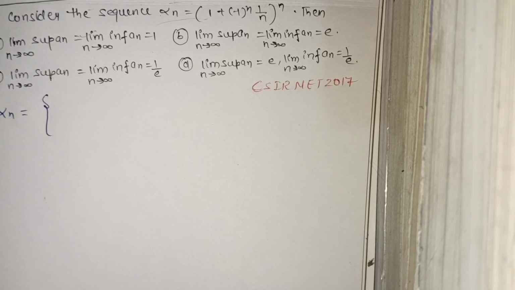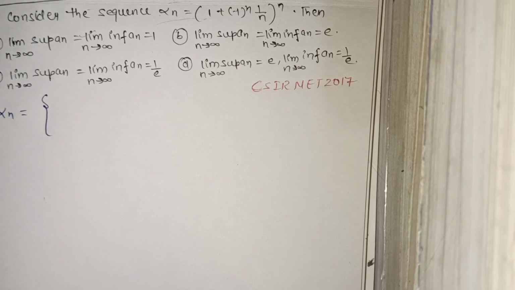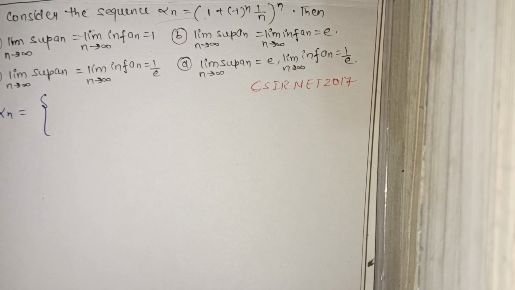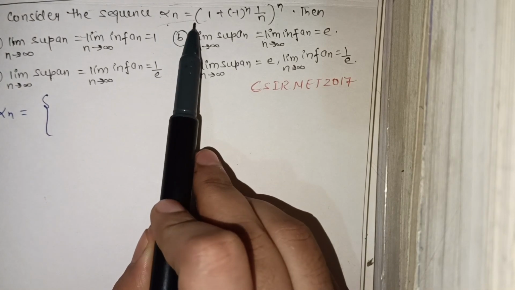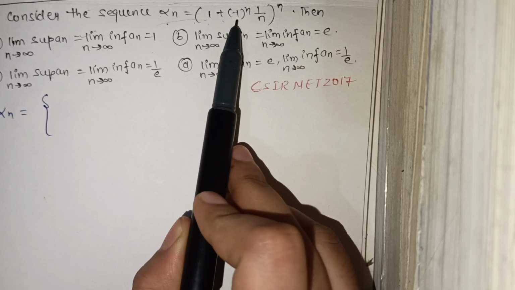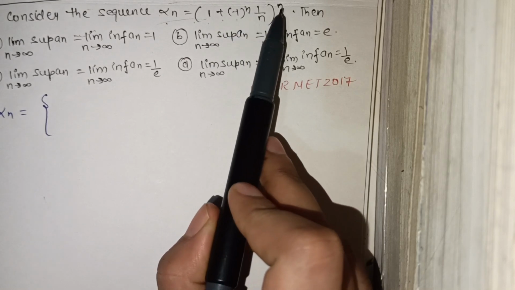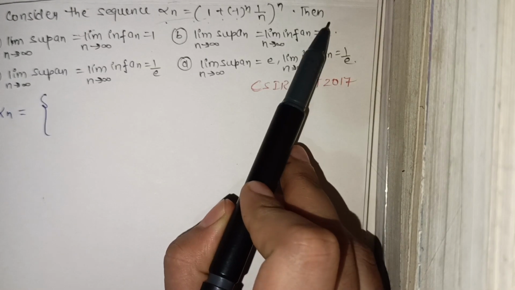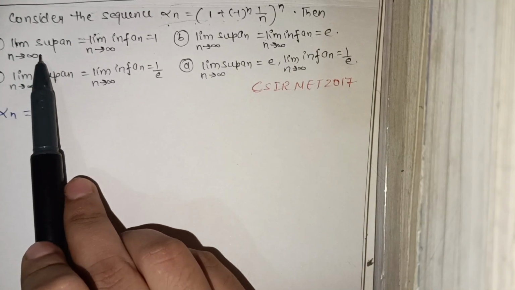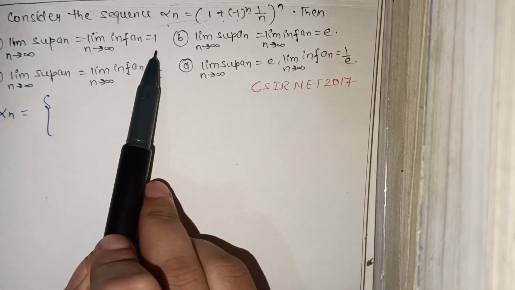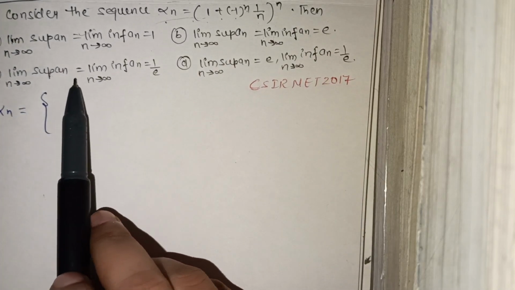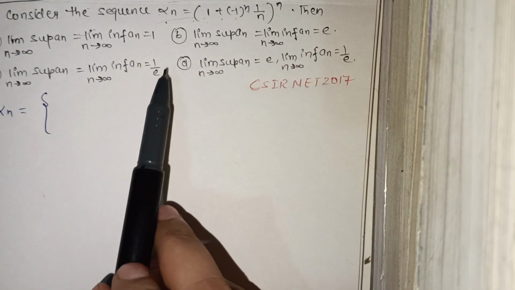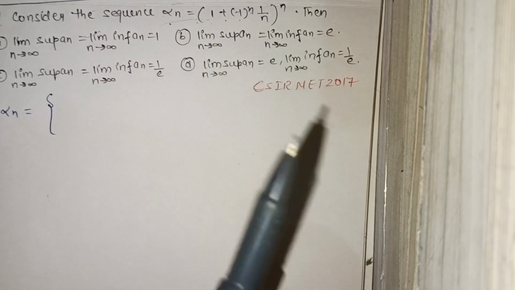In this video lecture, I am going to discuss the PYQ of real analysis asked in CSIR NET 2017. So our question is, consider the sequence alpha n is equal to (1 plus (-1)^n / n) whole to the power n. Then limit supremum is equal to limit infimum is equal to 1, or limit supremum is equal to limit infimum is equal to 1 upon e, or which of the following is correct.